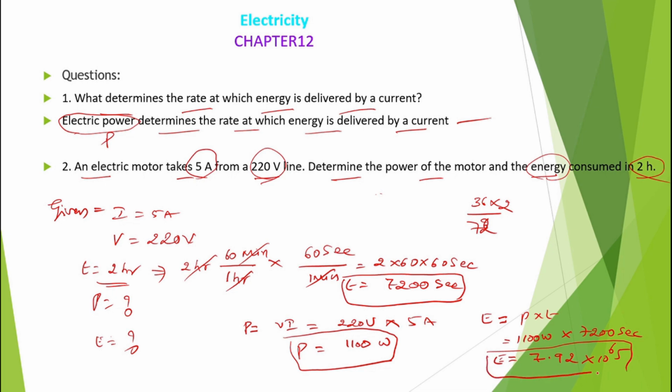So after completing all this, you have to tell the power of the motor is 1100 watt and the energy consumed in 2 hours is 7.92 into 10 to the power of 6 joule. That you have to mention.